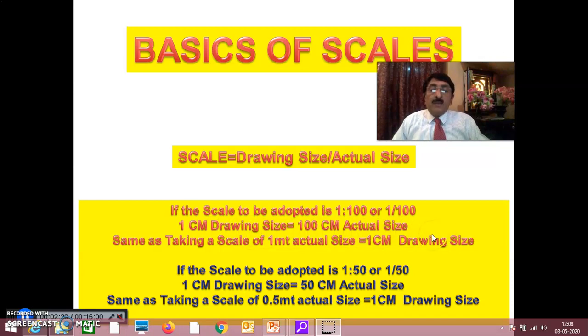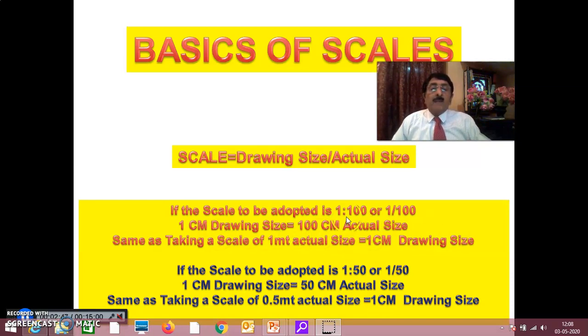If let us say 4 meters is there in a problem for one particular dimension, and the scale is 1:100, 1 meter is 1 centimeter, so 4 meters means 4 centimeters or 40 mm you take. Yes, in the same way.